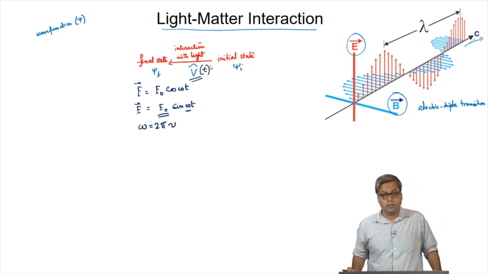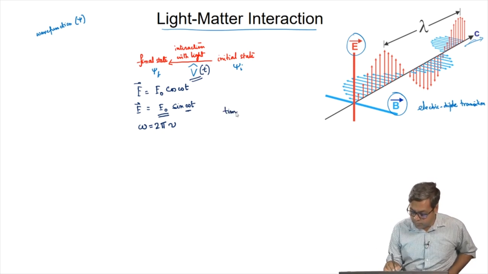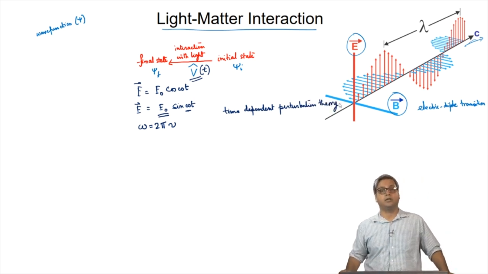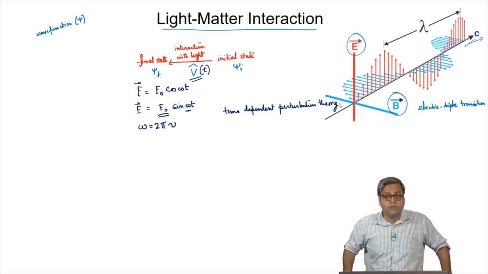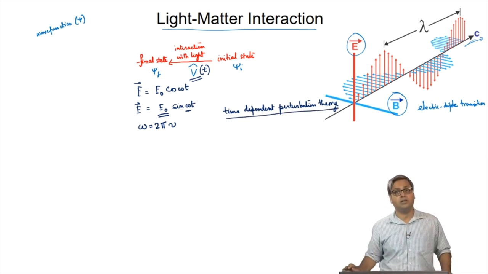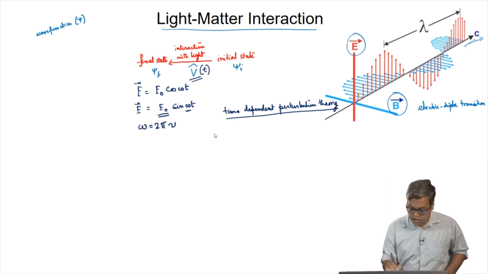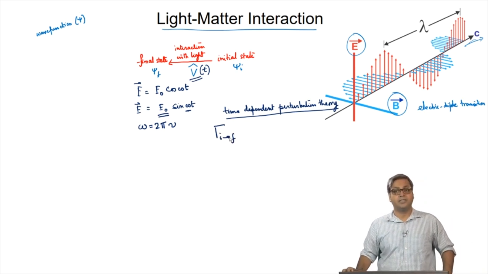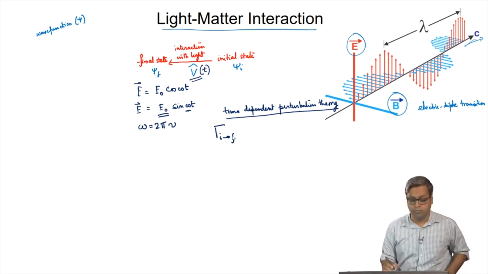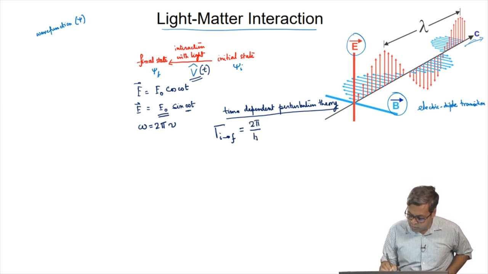For small magnitude of V, one can use the time dependent perturbation theory in quantum mechanics to give an expression for the probability of transitions, enabling the B coefficient to be evaluated. According to the time dependent perturbation theory, the transition probability per unit time from the initial to the final state is given by the Fermi golden rule. So, the transition probability from the initial to the final state per unit time is 2 pi by h cross, and then we have this final state, the interaction term, initial state.